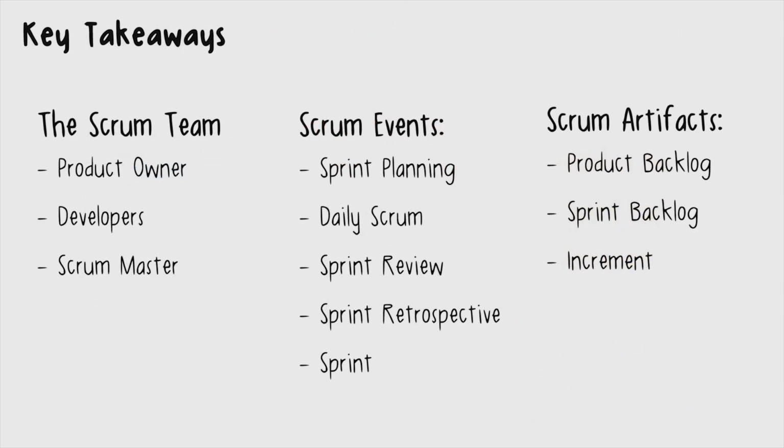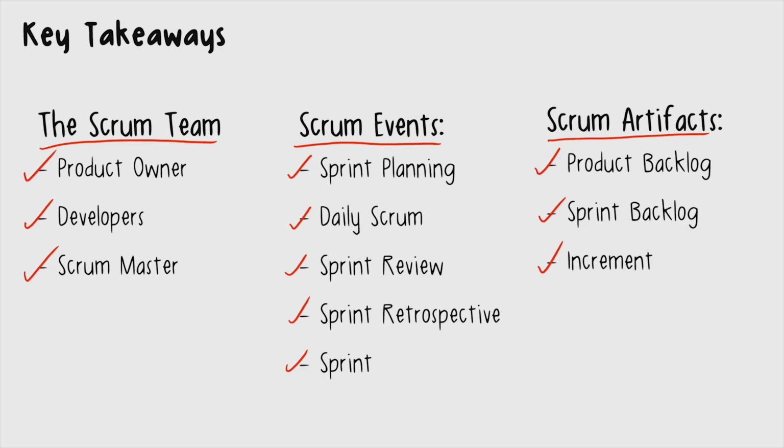Let's wrap up then with your key takeaways. So the Scrum team, who are collectively responsible for the product, comprises the product owner, the developers and the Scrum Master. The Scrum events, of which there are 5, include those 4 meetings, plus the sprint itself. And then the 3 key Scrum artifacts are the product backlog, the sprint backlog, and the working product increment.